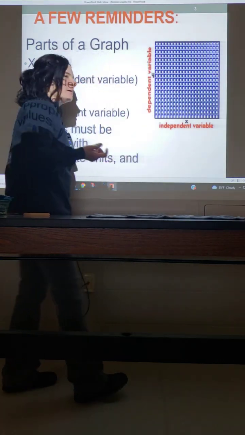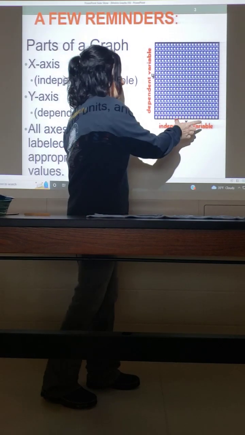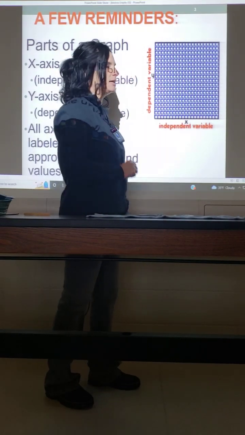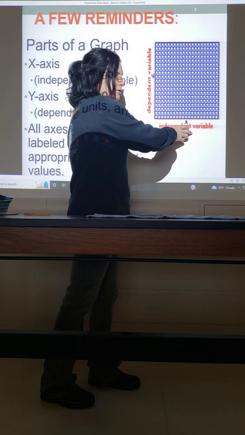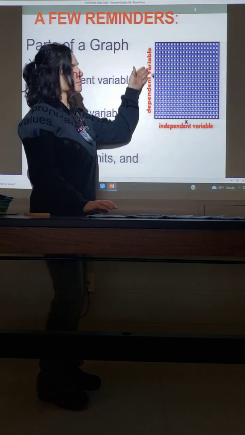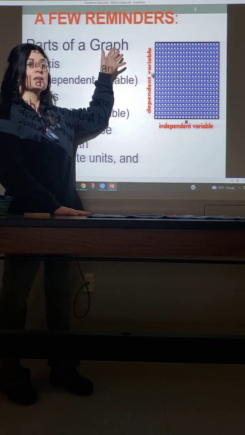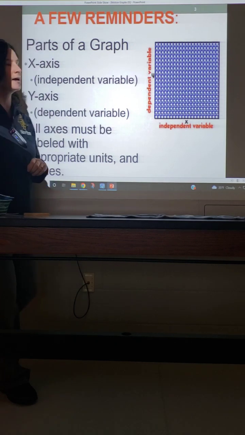Now, when I say label the axis, I don't mean you put "independent variable." I mean you put, like we did with density, our volume in milliliters, or our volume in centimeters cubed, right? And then over here we had mass in grams or mass in kilograms possibly, right? So that's what I mean by a label.